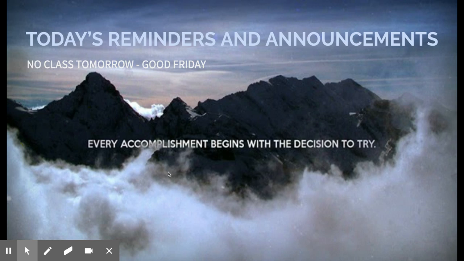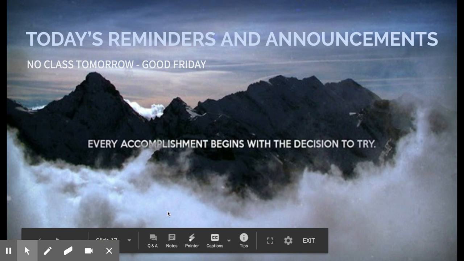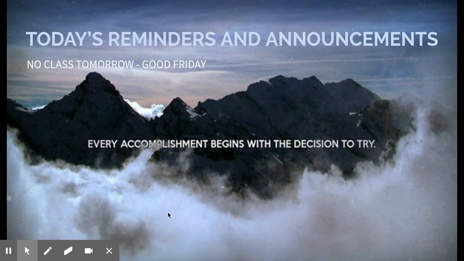And I love this view right here. And the quote says that every accomplishment begins with the decision to try. And the harder the accomplishment, the bigger decision it is to try. Sometimes people don't want to try because it's just going to be too hard. But that accomplishment, when they do succeed, has big rewards to it.